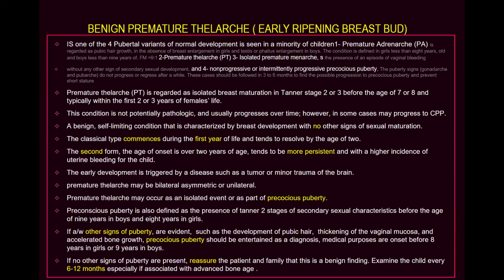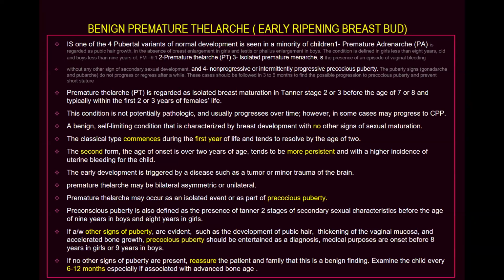The early development is triggered by disease such as tumor or minor trauma of the brain. It can be unilateral or bilateral asymmetric, rarely bilateral symmetric. As we mentioned, if it is isolated, this is a benign premature thelarche, but it can be associated with precocious puberty if there are secondary sexual characteristics before the age of 9 in boys, before the age of 8 in girls, and signs of secondary characteristics are present like pubic hair, vaginal mucosal thickening, acceleration of bone growth.